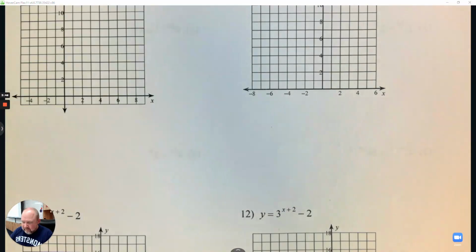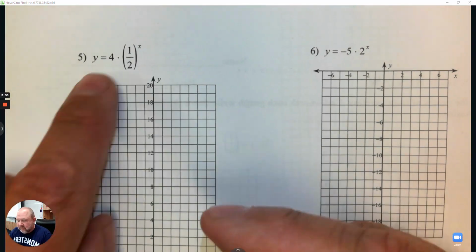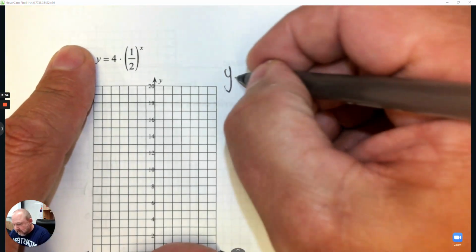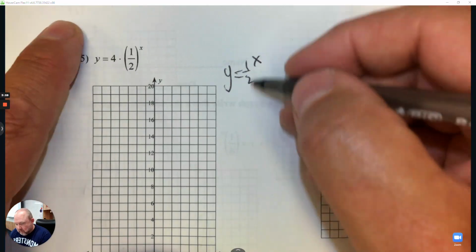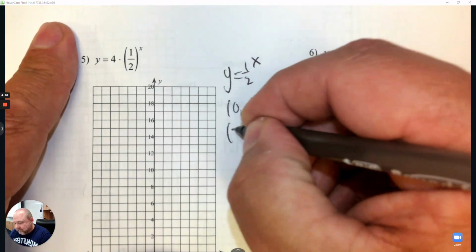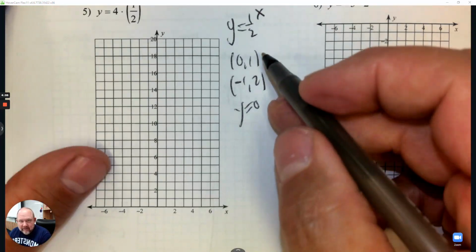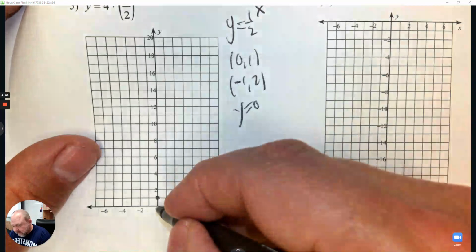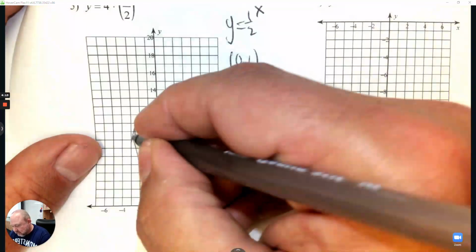All right, turn the page. Now what's different about the graphs here on this side is that there's a number multiplying. So we start with the basic exponential. So just 1/2 to the x. What are again 2 points and the asymptote? And then if I put these on my graph, so 0, 1 and negative 1, 2, right, there's my basic exponential.